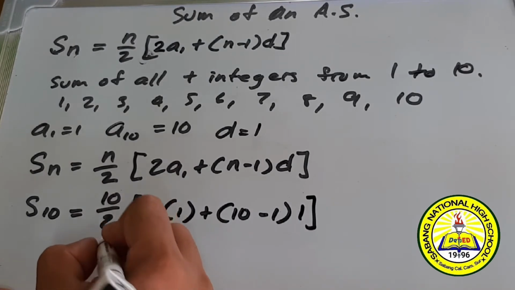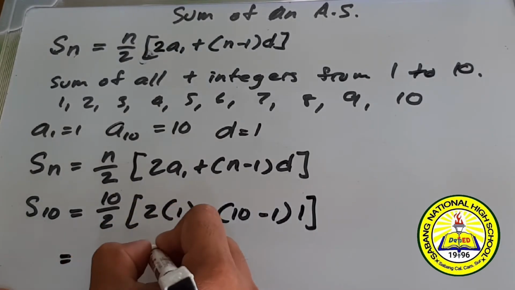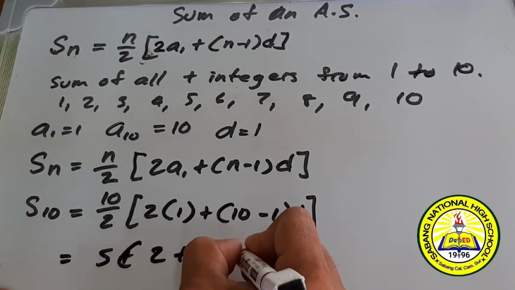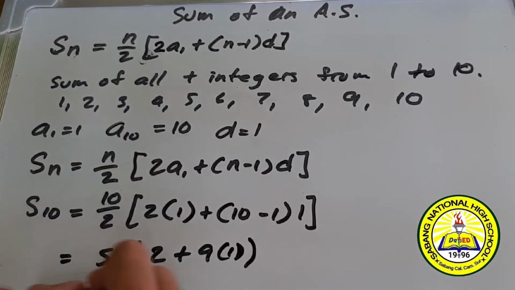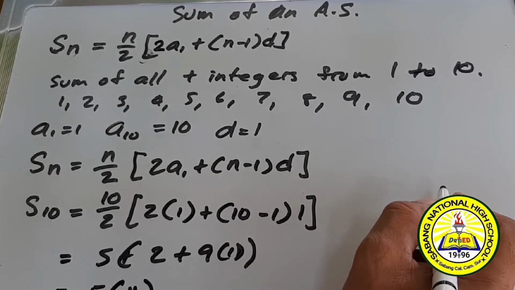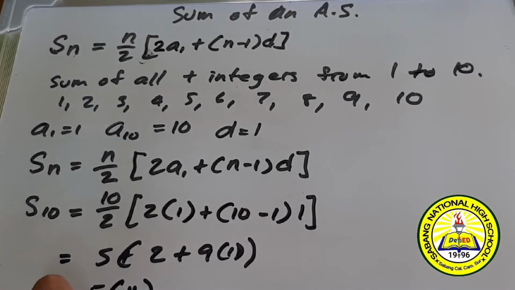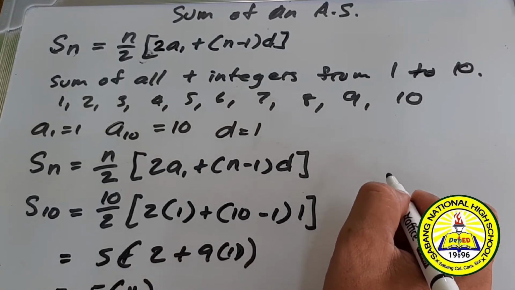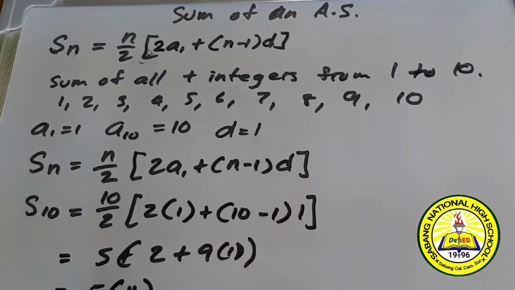Simplify everything, so we have 5 times the quantity 2 plus 9 times 1. So 9 times 1 is 9, plus 2, that is 11. 5 times 11, we have 55. So that is the sum of the first 10 positive integers from 1 to 10. Okay, next example.